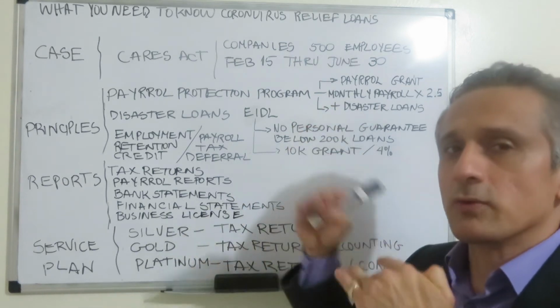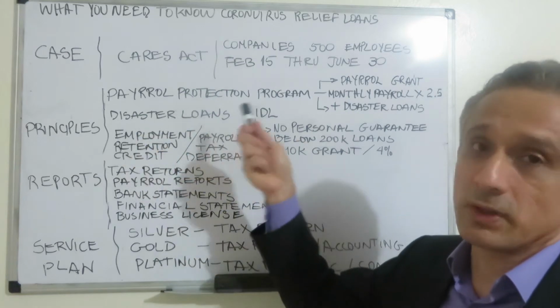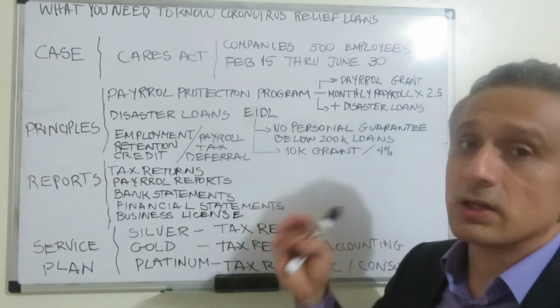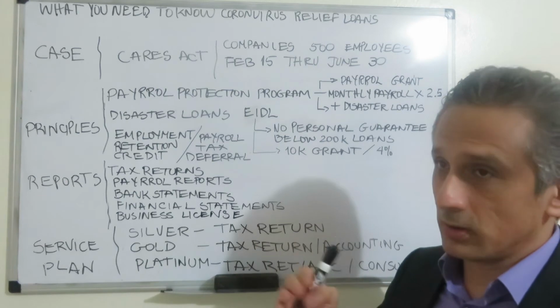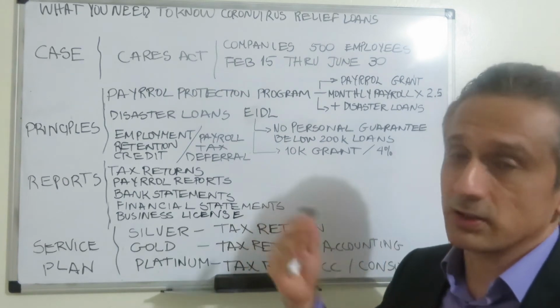So be very careful if you want to apply for a disaster loan from the Small Business Administration, because there are some limits in terms of your selection and how much will be given in the loan.